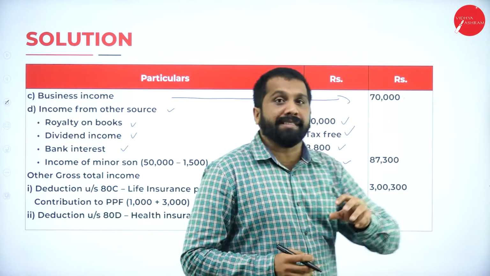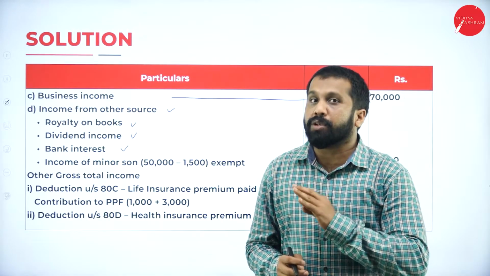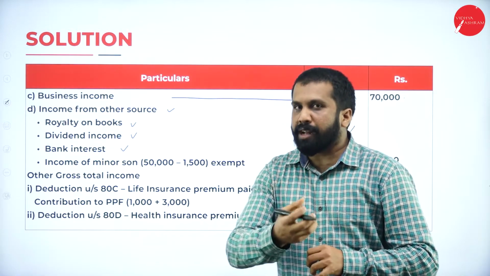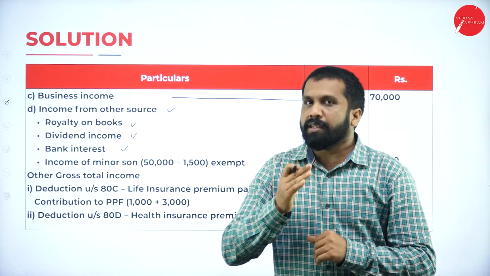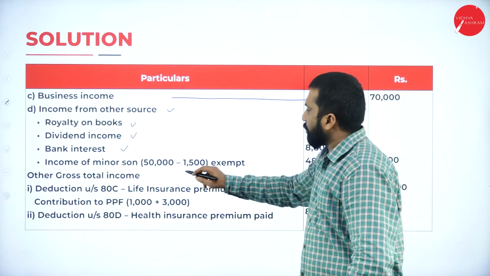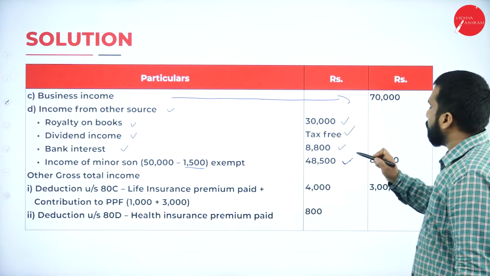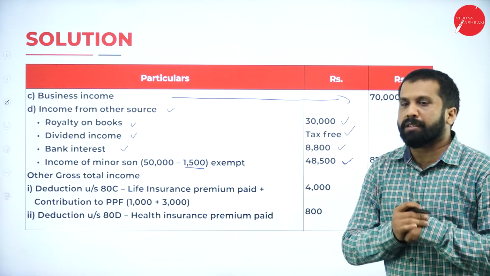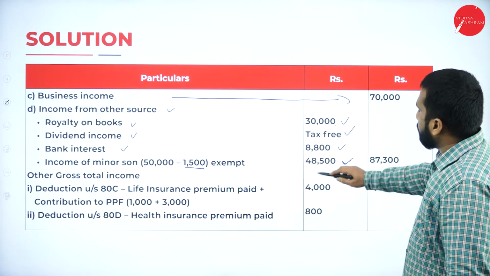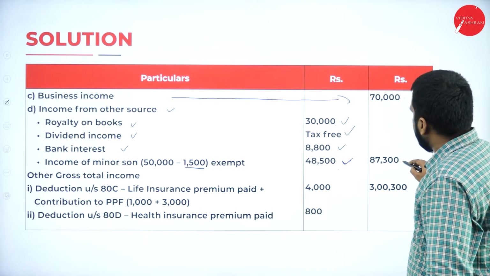Now, in this there is an exemption. What is that exemption? Up to 1,500 rupees, no tax. If the gift amount, prize amount or income is more than 1,500, then that parent is supposed to pay tax. Out of 50,000, 1,500 is called exemption. The remaining 48,500 is called taxable. Hope you are clear. Good. So 30,000 plus 8,800 plus 48,500, it will be around 87,300.